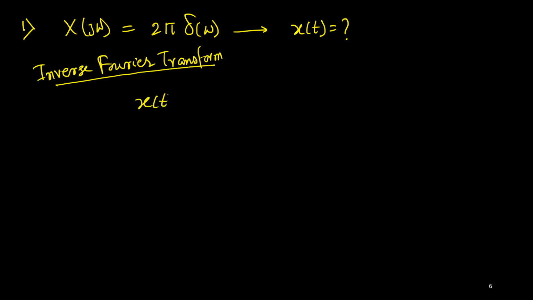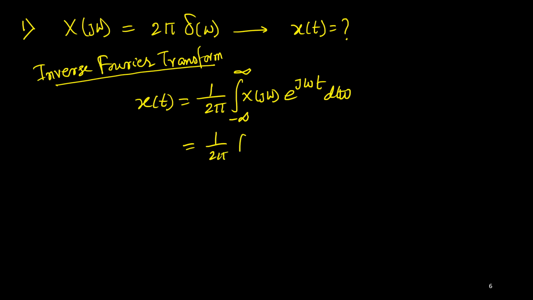So x(t) is given by 1 upon 2 pi times the integral of capital X of j omega times e to the power j omega t, with respect to omega, d omega. Now for this signal, it is 1 upon 2 pi, and now this X of j omega is given by 2 pi times del of omega, and this is your e to the power j omega t d omega. So these 2 pi will cancel. That's how we have included this 2 pi to get the cancellation of this 2 pi.